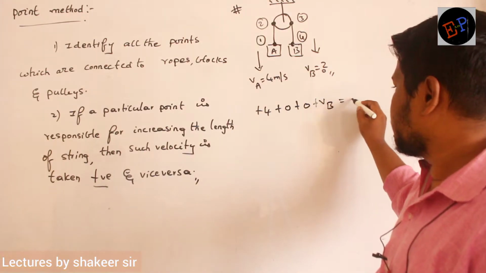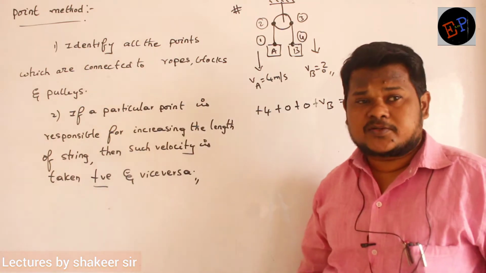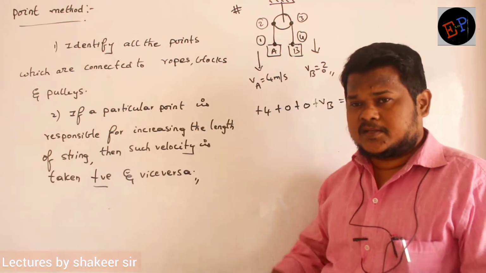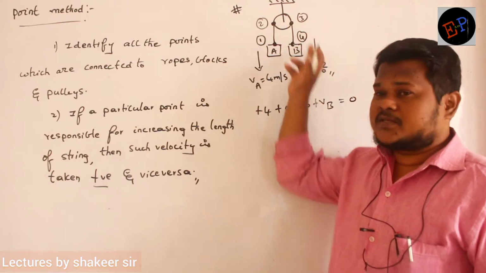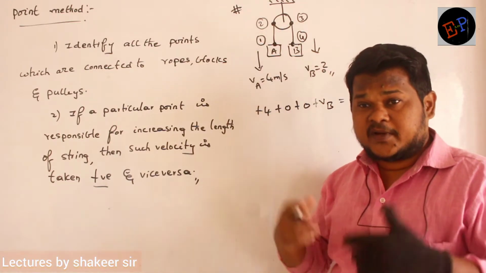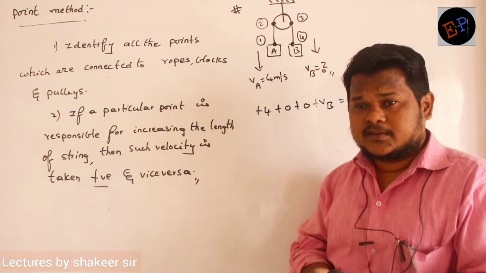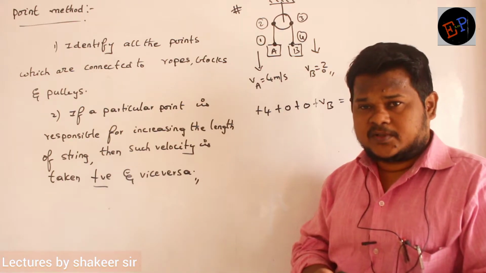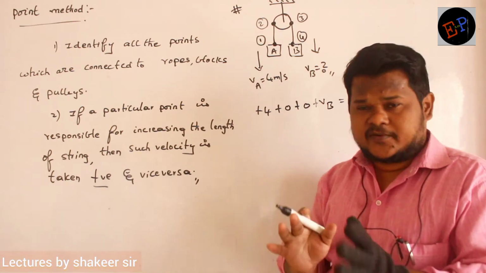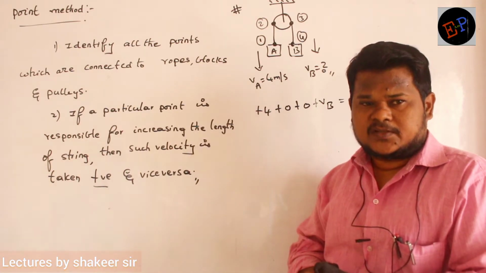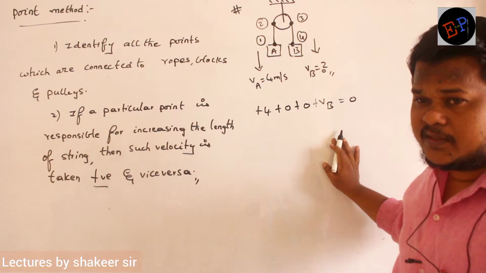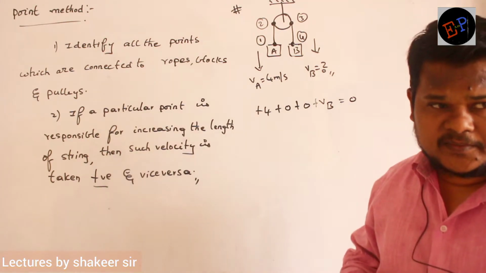And total should be how much? Total should be 0. What is the reason? Because the length of the string never changes. Length of the string is always a constant, no? Differentiation of the length of the string gives velocity. Are you able to understand? So length is a constant. If you differentiate length, you will get velocity. Differentiation of a constant is 0. So total velocity always becomes 0 in the case of the point method. Are you able to understand?